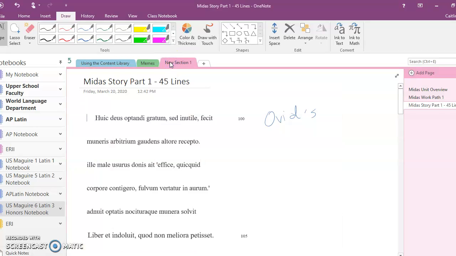This is a recap of the lines that we've covered so far, which is I think the first 17 or so lines of this Midas episode, which is 45 lines total. So we're almost halfway through this unit, okay? And Ovid's Metamorphoses is a big book of myths, mostly about people changing into things or things changing.